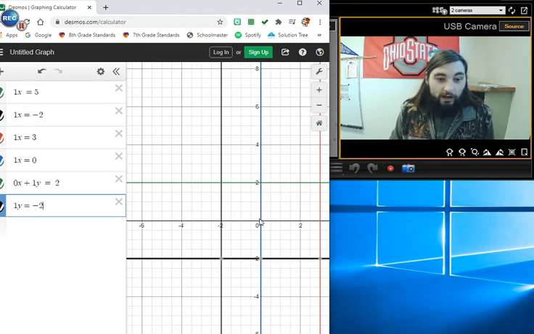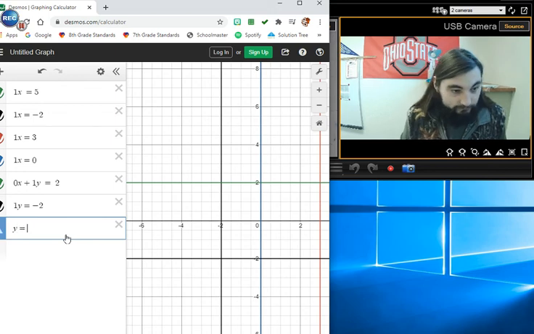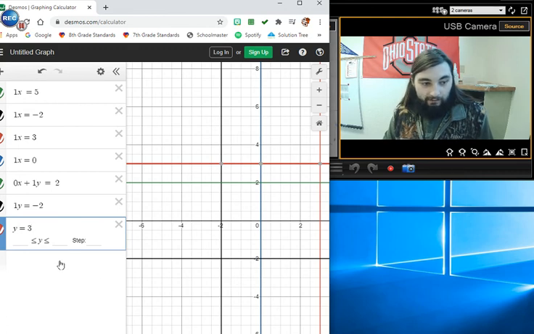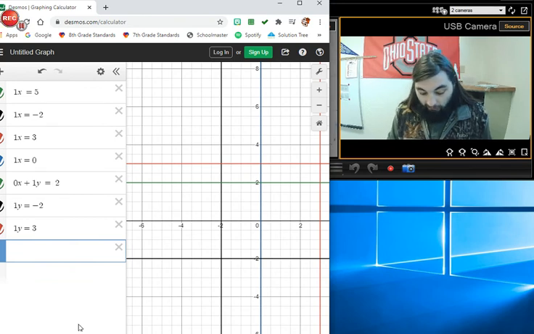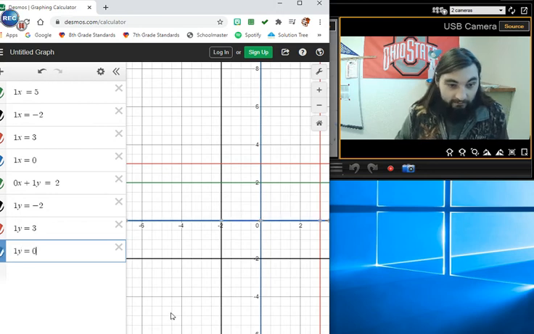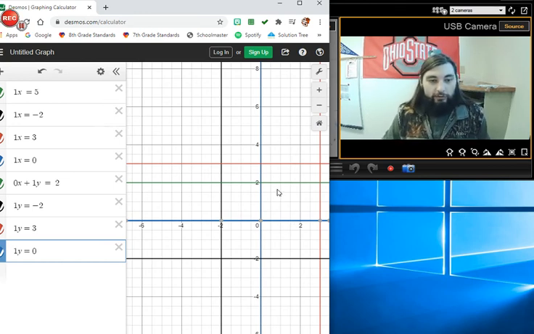Again, we're now moving up vertically with our y only equation. And so when we put y equals 3, it moves it up here. Again, we're moving up and down the y-axis with our y equals. And so if we were to do something like y equals 0, that's going to be our x-axis. Again, that should make sense. X equals 0 is our y-axis, and so y equals 0 is our x-axis. Again, a little bit crossed from what you would normally think.